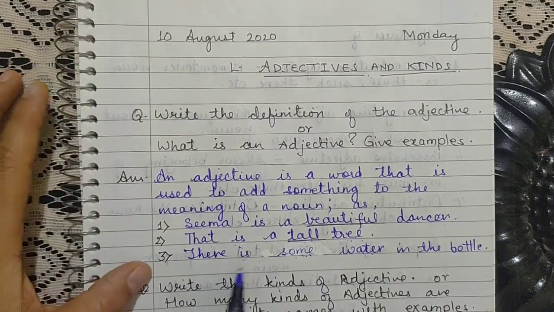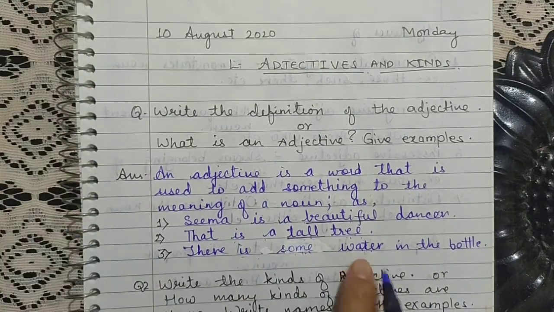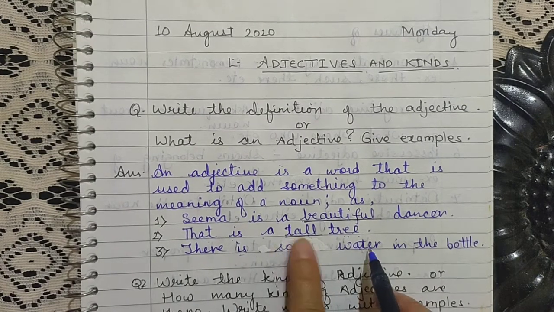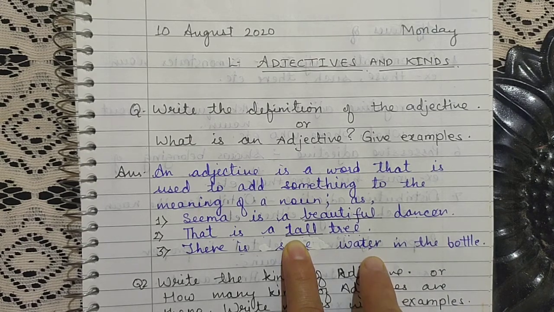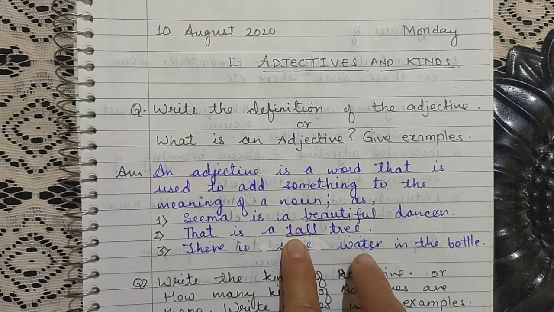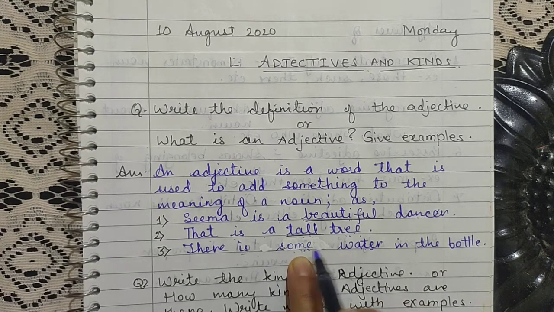the next example is there is some water in the bottle. Now here water is the noun. So which word is describing this water? Now if I say there is water in the bottle, there is no word which is describing this water. How much water? What kind of water? If I say there is dirty water in the bottle, with the word dirty you will come to know that the water is dirty. All right, so here I have written some. So that means some is your adjective which is describing how much, the quantity of the water.